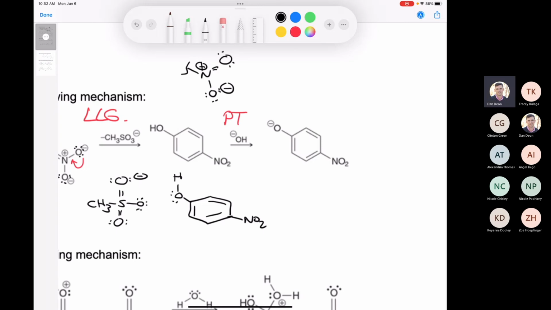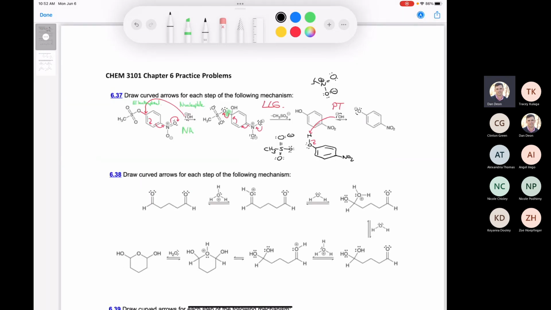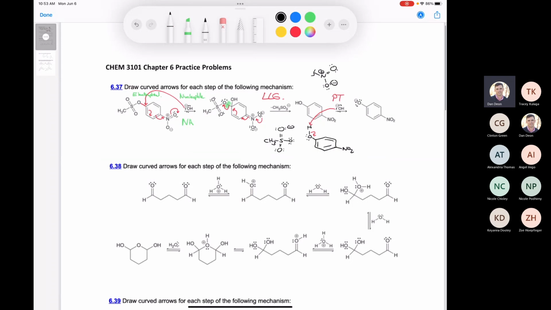So my hydroxide, which is my base, is going to make a bond here between the oxygen and the hydrogen, and then I'm going to break this bond here, because we know that in order for an oxygen to have a negative charge, it has to have 1 bond and 3 lone pairs like that. So there you go. Here's our first attempt. The first step was a nucleophilic attack, the second step was a loss of leaving group, and the third step was a proton transfer.